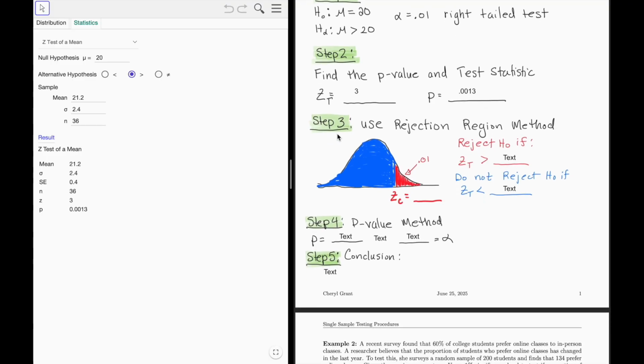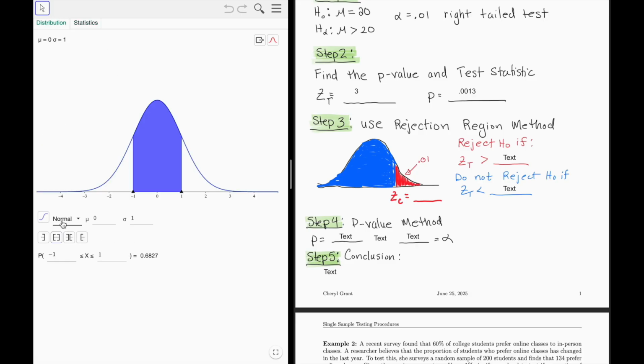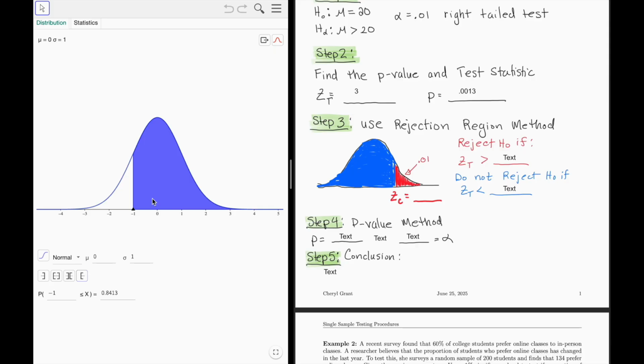In step 3, we're going to make a decision using the rejection region method. So we first need to find the critical value. Again, because we're talking about the normal distribution, we're going to be using z's. So let's go back to our distribution tab. I'm going to make sure that I'm on the normal distribution. This is standardized, so I'm going to put in 0 and 1 for the mean and the standard deviation. And then because this is a right-tailed test, I'm going to choose the bracket on the right so that everything is going to be shaded to the right.